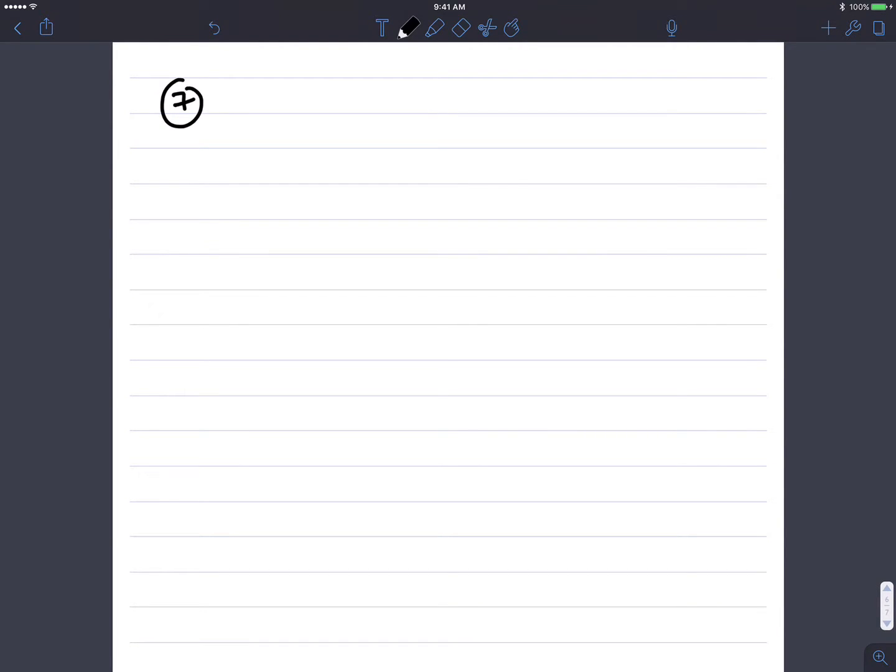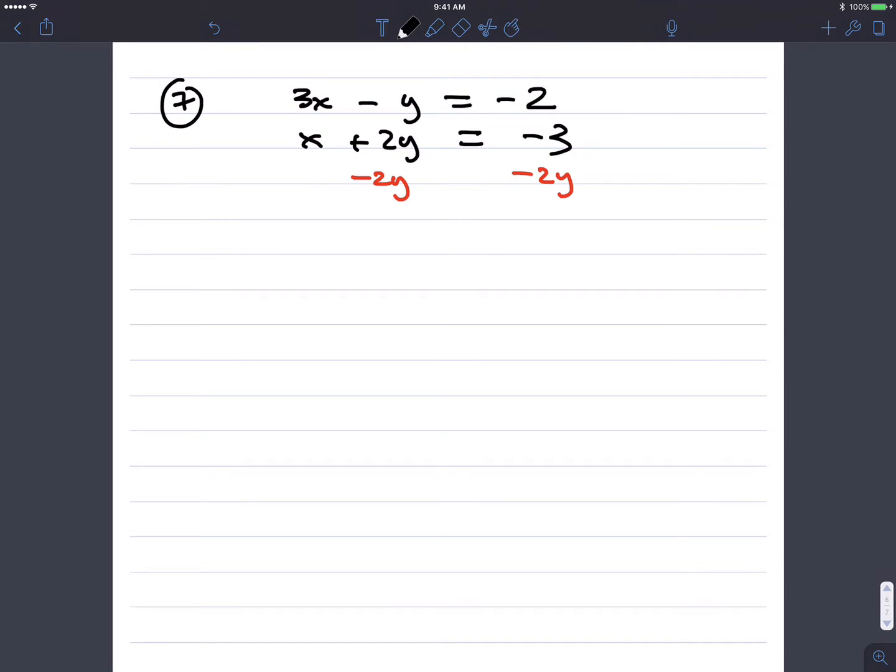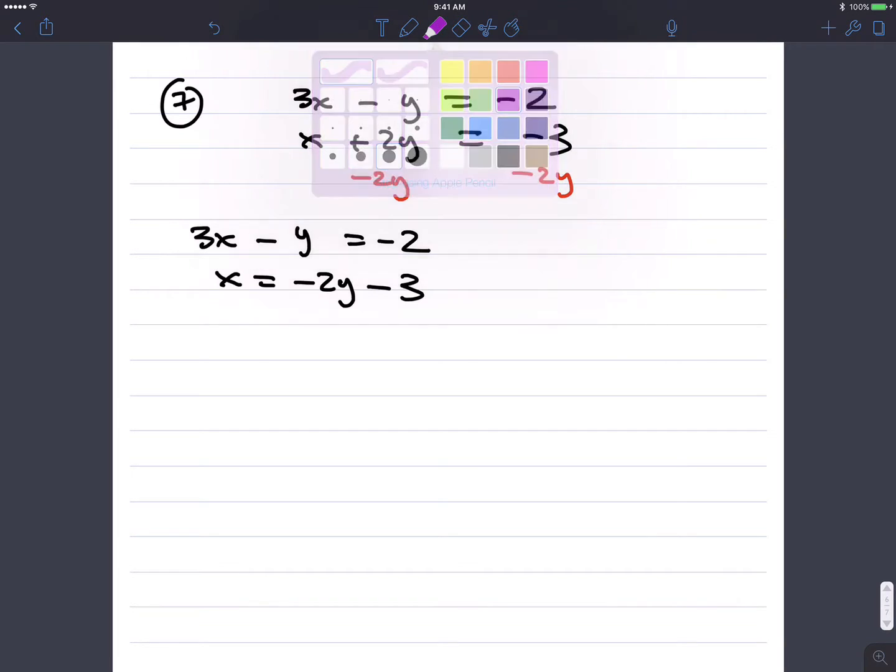Number 7. 3x minus y is negative 2. x plus 2y is negative 3. Let's solve the second equation for x by subtracting 2y from both sides. So my second equation now is, let's write the first, 3x minus y is negative 2. The second equation is x is negative 2y minus 3. Here we go. x is negative 2y minus 3.